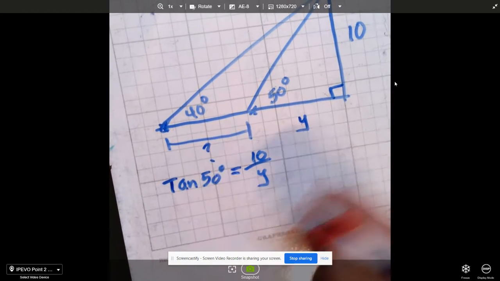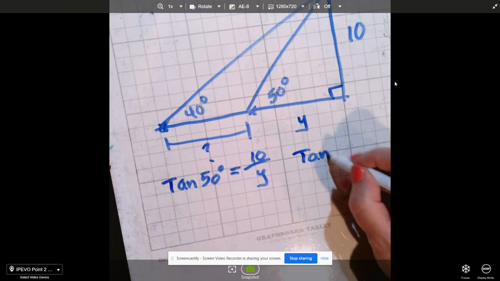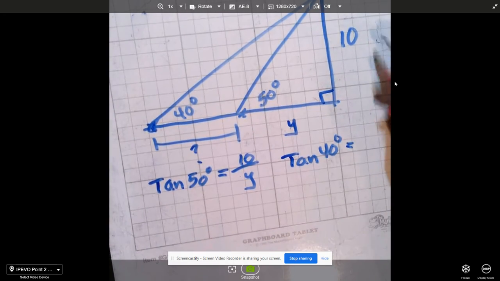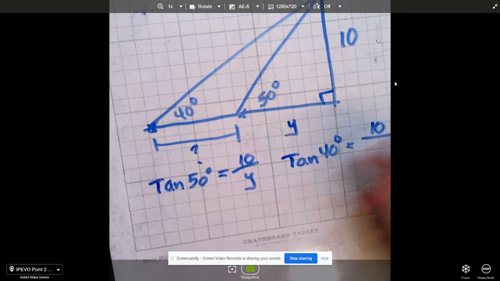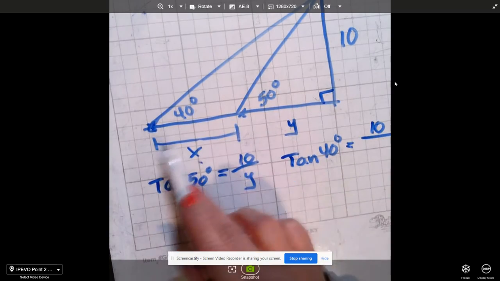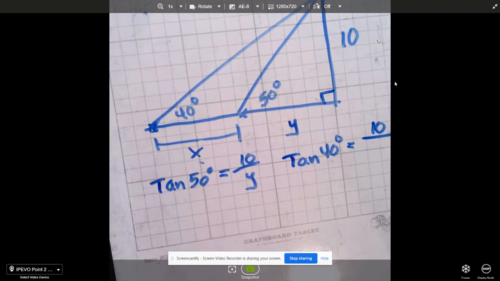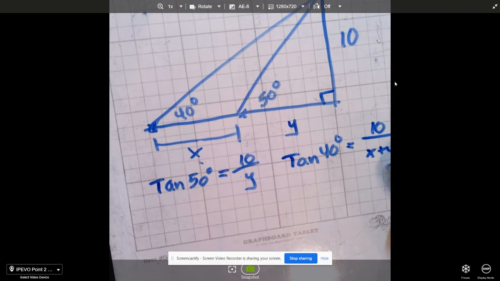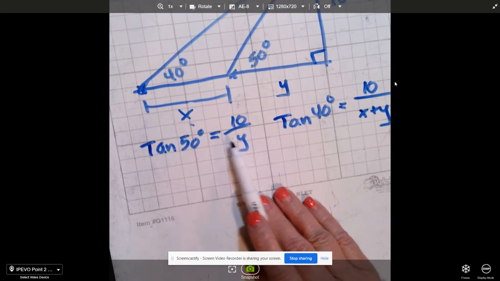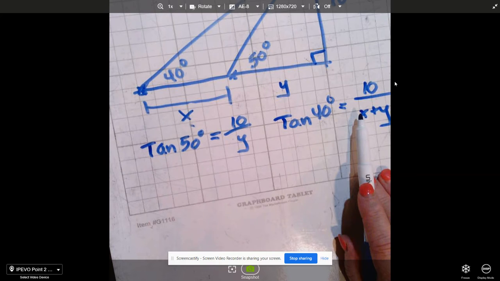And then if I look at my bigger triangle, I'm going to say the tangent of 40 degrees is going to be my opposite, which is 10, over my adjacent. Well, I'm going to call this x. Well, I don't know what this is now, so I'm going to call it x plus y. So I can actually solve this equation for y and then substitute it into this equation.